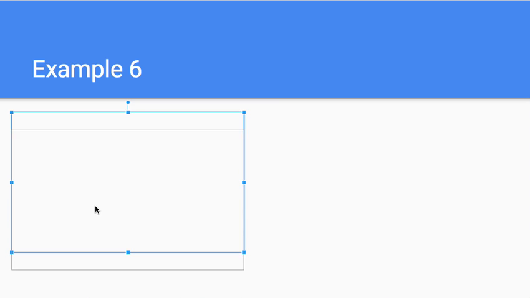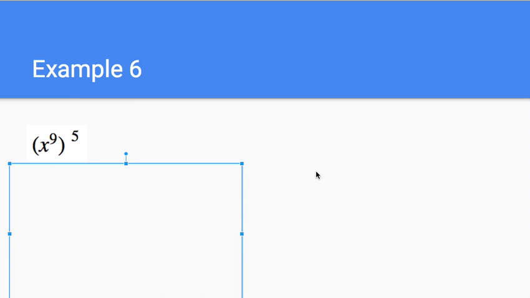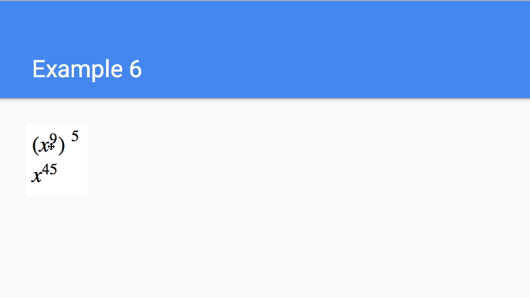So again, look at my example. X to the 9th raised to the 5th. I do 9 times 5 is 45. And you can see I'm raising the power to a power. This is being raised on the outside.